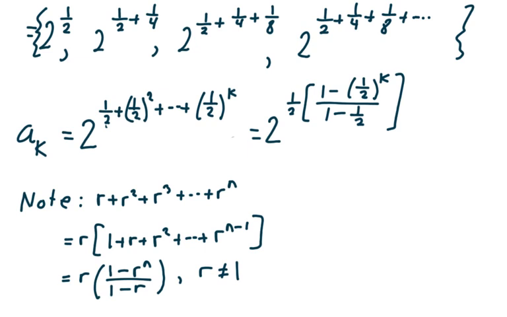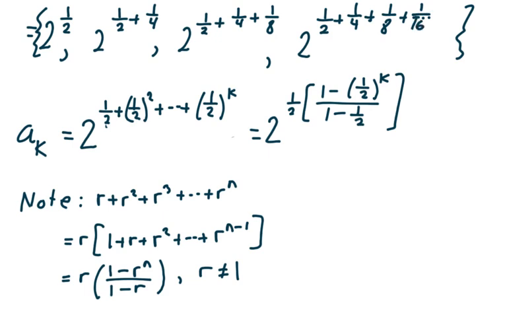Now, on the next page, this is what we end up getting. The first term is 2 to the 1/2. The second term is 2 to the 1/2 plus 1/4. The third term is 2 to the 1/2 plus 1/4 plus 1/8. The fourth term, and I'm going to add something to this in a minute, will be 2 to the 1/2 plus 1/4 plus 1/8 plus 1 over 16.